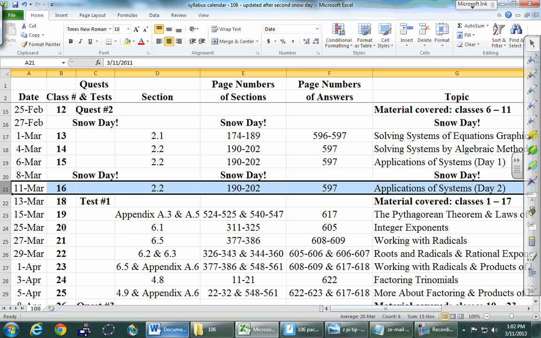First of all, so today we talk about applications of systems day 2. It's our second day on word problems. Last class we did certain kinds of word problems. Today we'll do 2 new kinds of word problems. Our next class is going to be test number 1.